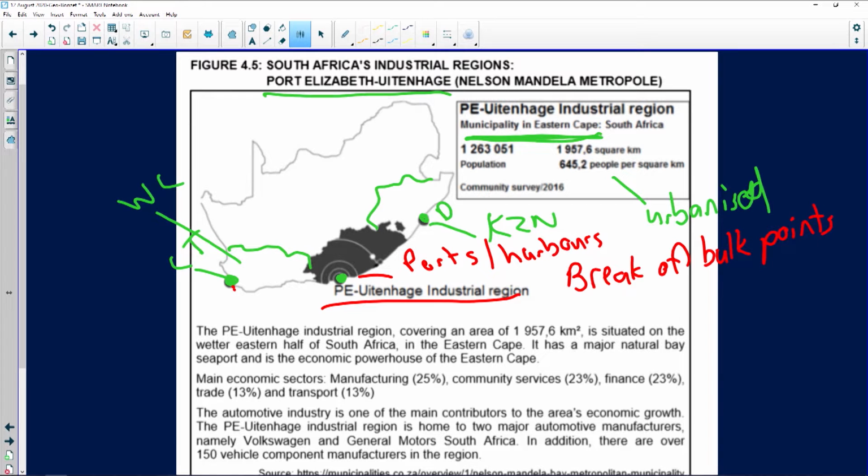Okay, what is break of bulk points again? You need to remember this. When goods come in on one form of transport and leave in another form. Okay, simple example. Things come in on a ship, let's say electronics. It arrives at Port Elizabeth Uitenhage. It changes from the containers onto our railway, onto our trucks, and leaves Port Elizabeth in another form of transport. Same as in Durban, same as in Cape Town. What do we call these places? A break of bulk point. Don't forget that, please, matrix.